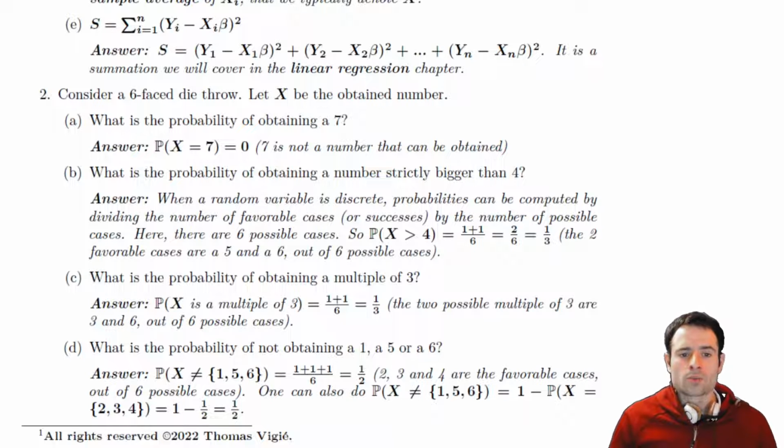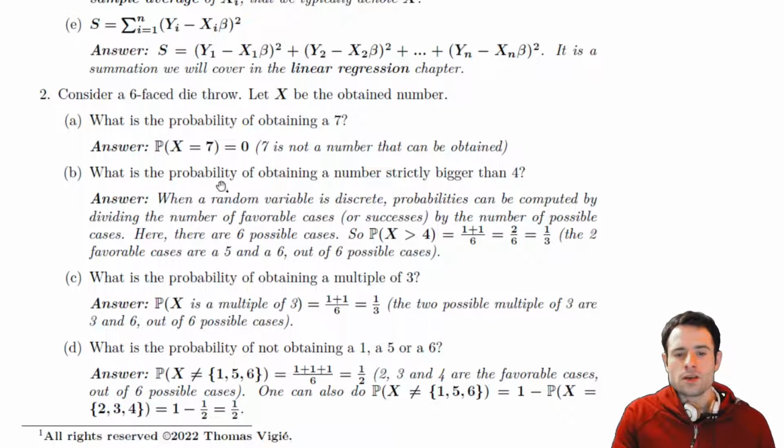First, what is the probability of obtaining a 7? Well, if my die has 6 faces numbered 1, 2, 3, 4, 5, 6, then the probability of obtaining a 7 is 0. 7 is simply not a number we can obtain. So the probability of getting it is 0. That might sound trivial. That's just a warm-up.